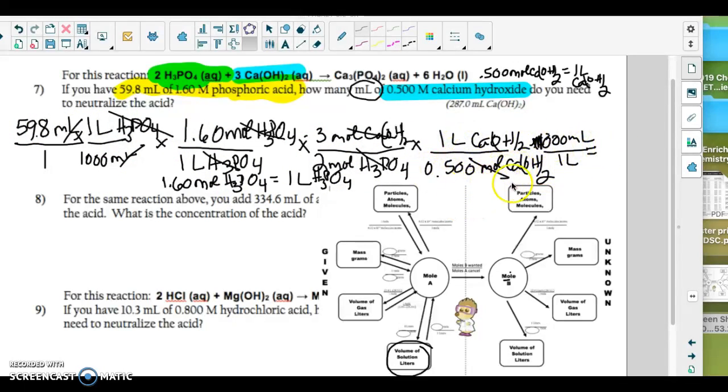So my calculator, when I do either way, is going to tell me it's 287.04, but with my beginning numbers, I have 3 sigs, 3 sigs, and 3. So then my answer would be 287 milliliters.